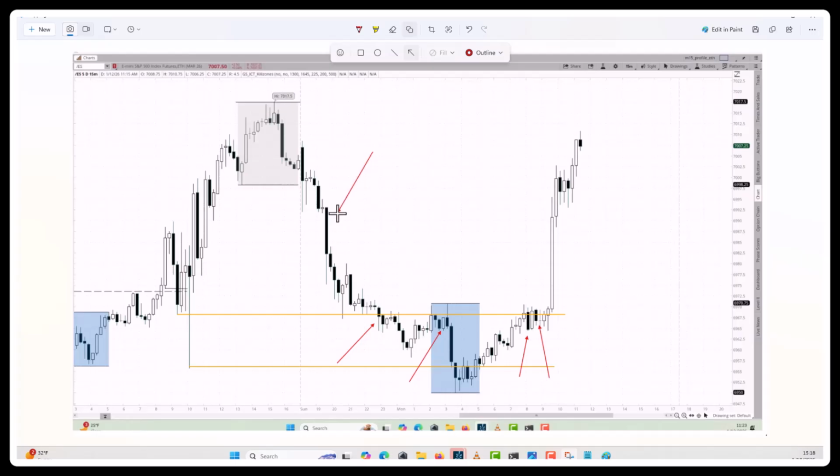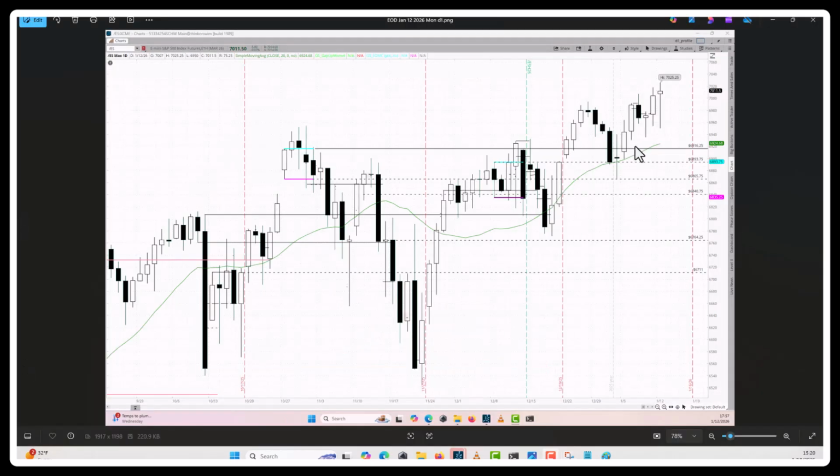Alright, if we don't see the imbalance, then we can see that the imbalance is created by the failure gap right there. Yeah, that's the failure gap. Anyway, so we may miss on Monday. Now we go into Tuesday, alright? Before we go to Tuesday, take a look at how Monday closed out right there.